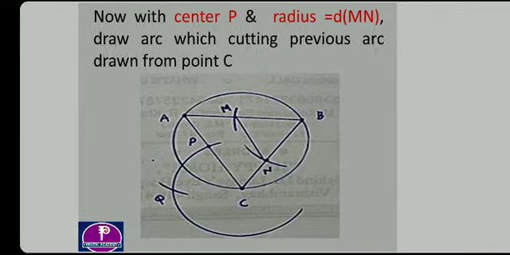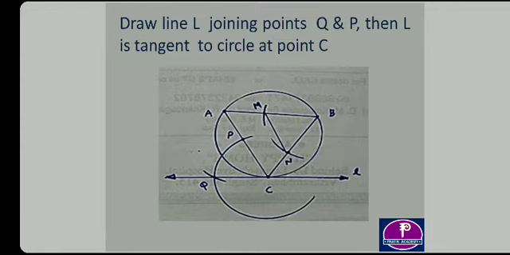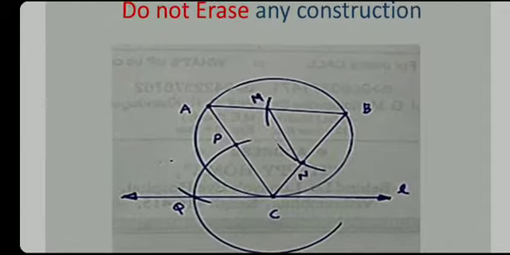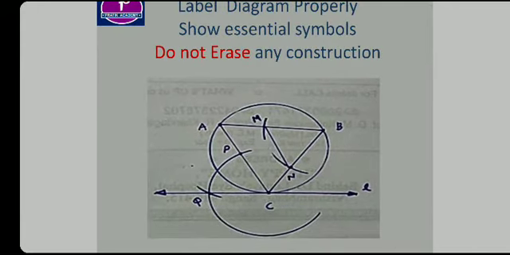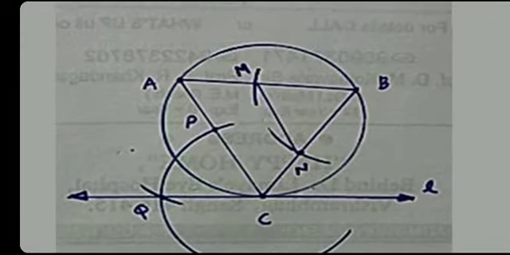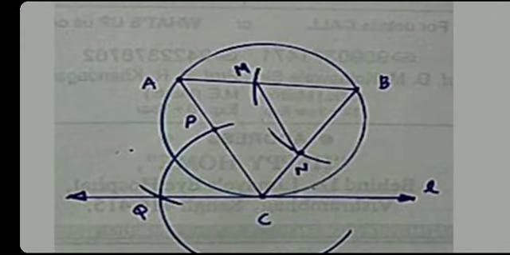Okay, next, draw a line passing through points Q and C. This line is tangent to the circle at point C. So this is a tangent drawn without using the center of the circle. Then finally, label the diagram properly and show essential symbols. As the center is not shown here, I have not indicated the 90-degree symbol. Okay, and do not erase any construction.